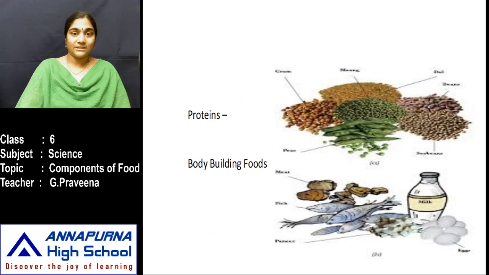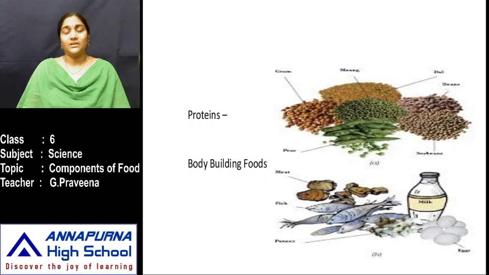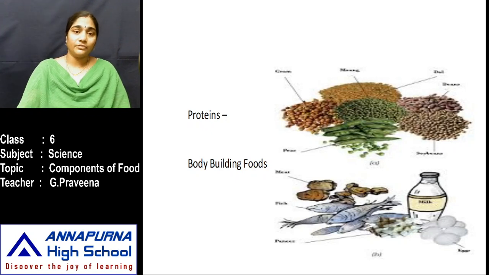Then coming to the second type of nutrient, that is protein. So proteins are known as body building foods. And which food item consists of major amounts of proteins? So all the types of pulses, beans, grams, maize, they contain major amounts of proteins. So all the different types of pulses consist of major amounts of proteins in them. So these are all the plant sources.